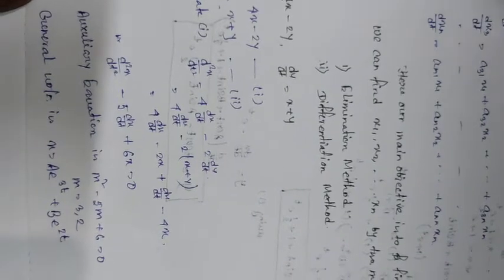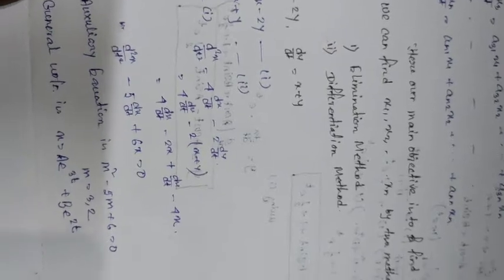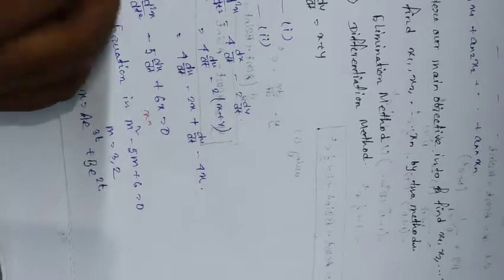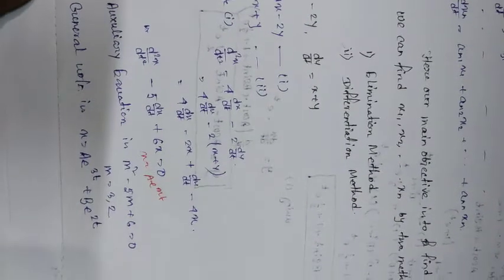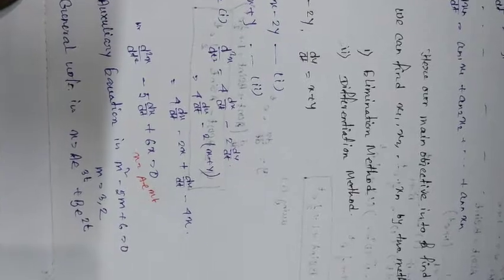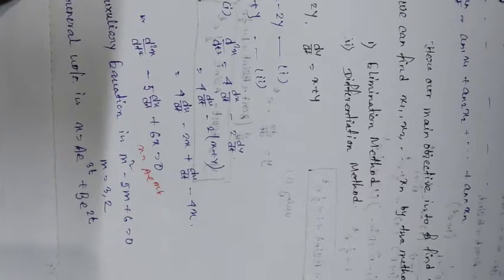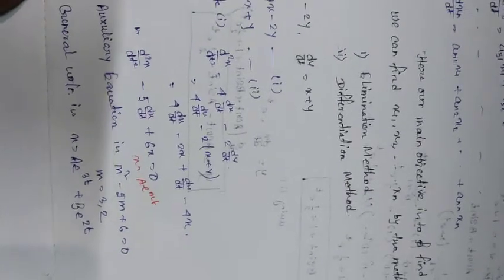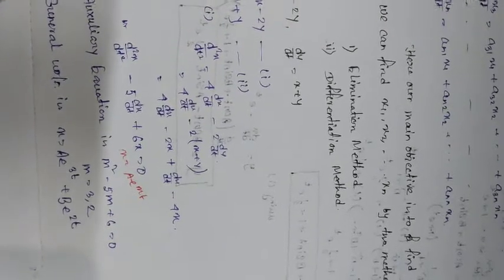See here, this is a homogeneous equation in x, and we can easily solve it. If we take x is equal to a e to the power mt as the trial solution, then the auxiliary equation will be m square minus 5m plus 6 is equal to 0, and from here we get the general solution x is equal to a e to the power 3t plus b e to the power 2t, where a and b are arbitrary constants. So we get the value of x.